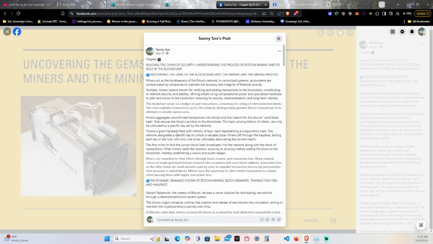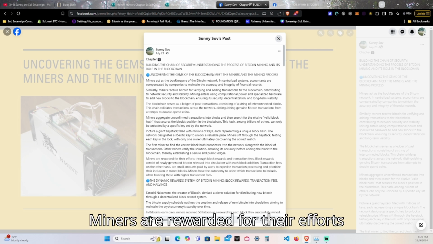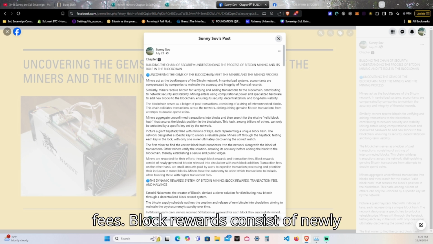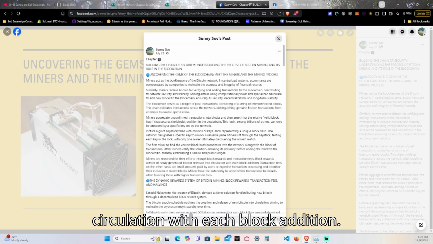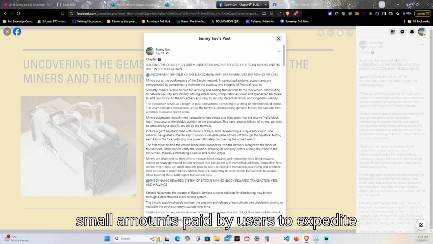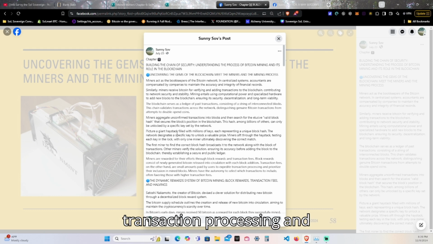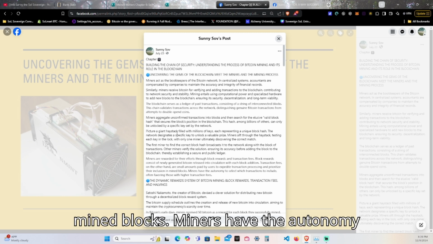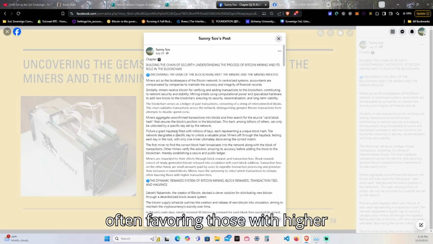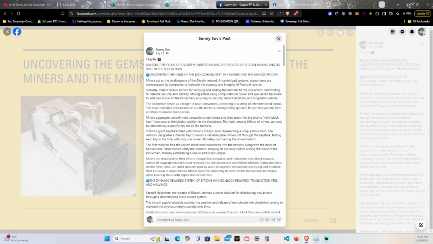Miners are rewarded for their efforts through block rewards and transaction fees. Block rewards consist of newly generated Bitcoin released into circulation with each block addition. Transaction fees, on the other hand, are small amounts paid by users to expedite transaction processing and prioritize their inclusion in mined blocks. Miners have the autonomy to select which transactions to include, often favoring those with higher transaction fees.